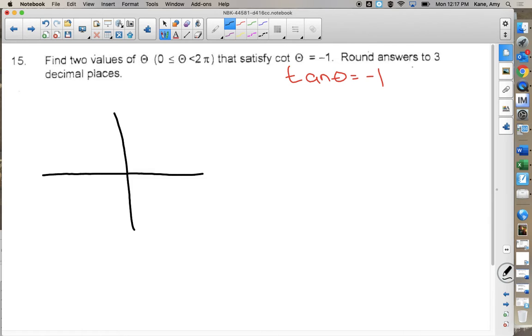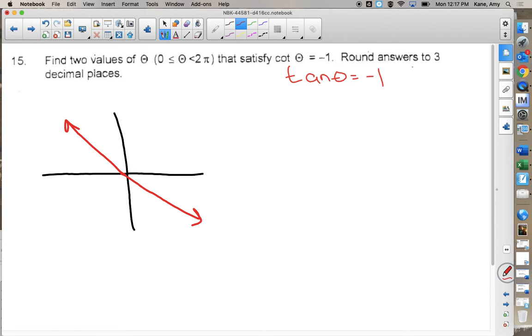In the second. And the fourth. So two values, two answers in angle form. That's what we're trying to find. Theta is an angle, so we want two answers for theta: one in the second quadrant, the other one in the fourth quadrant.